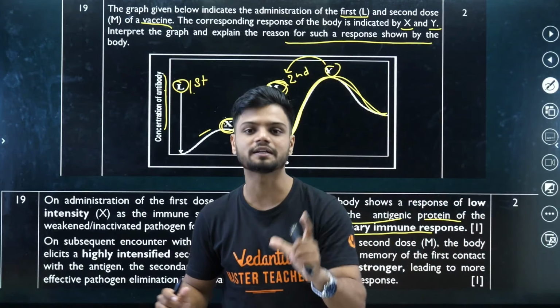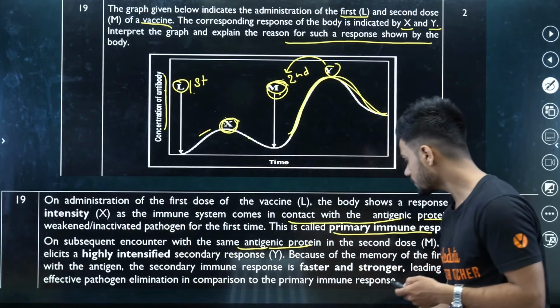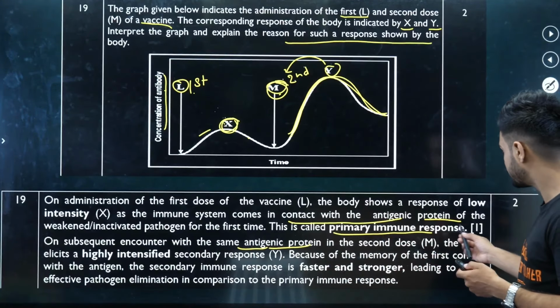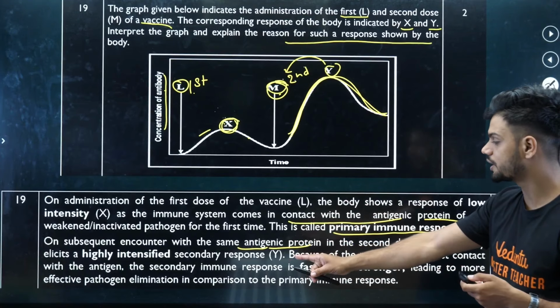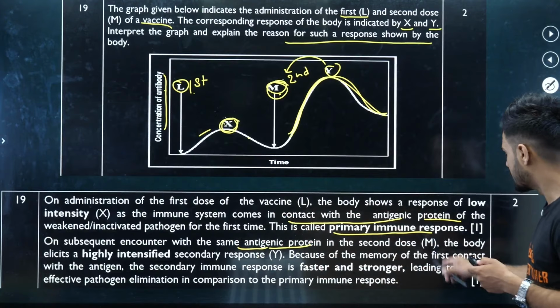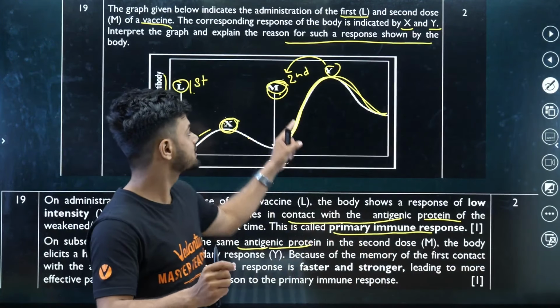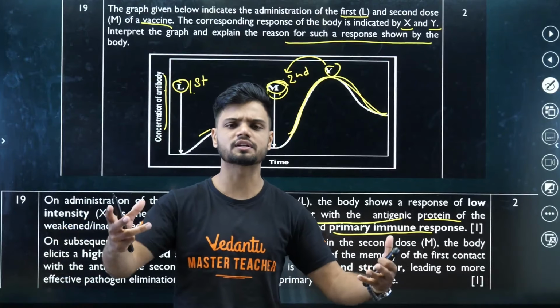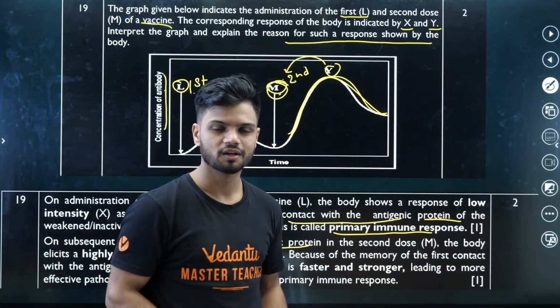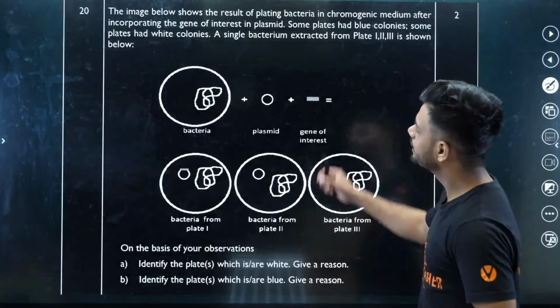And because of this secondary response, you do not feel sick that much. Clear? And because of the memory of the first contact with the antigen, the second immune response is faster and stronger, leading to more effective pathogen elimination. So that is why the second time, your body reacts faster and stronger, because your body remembers the battle. Clear? That is your 19th question. Let's go to the 20th question.